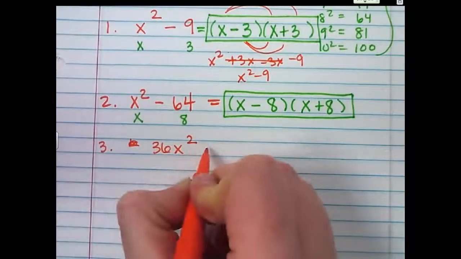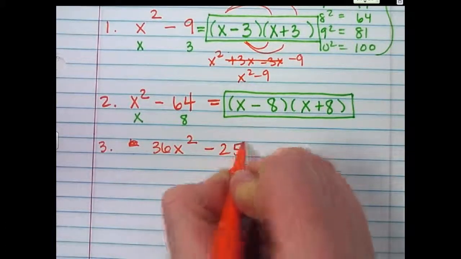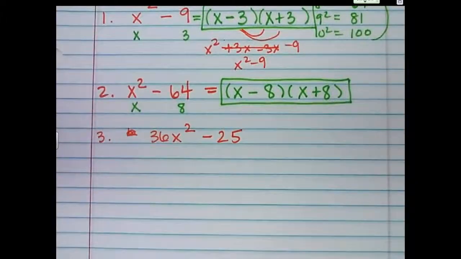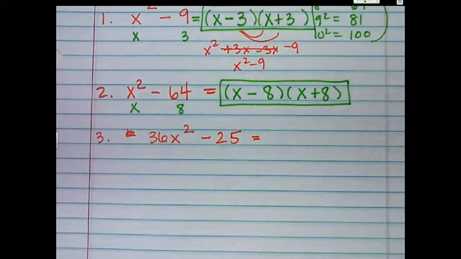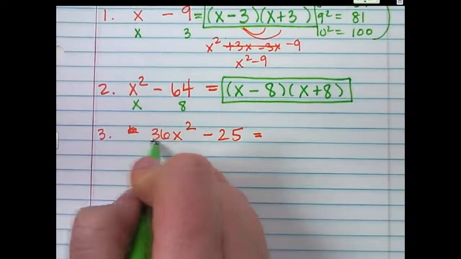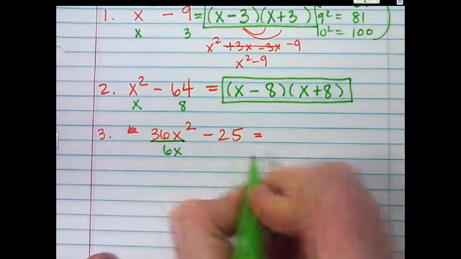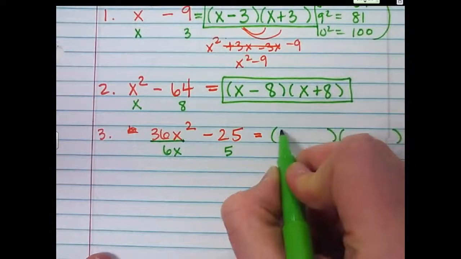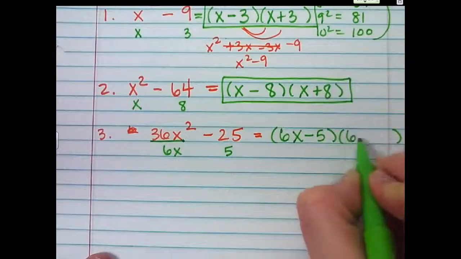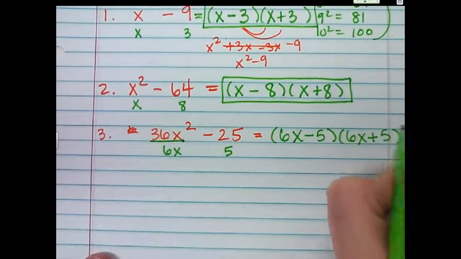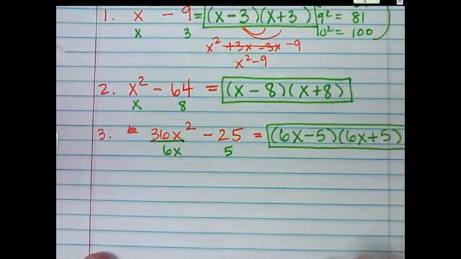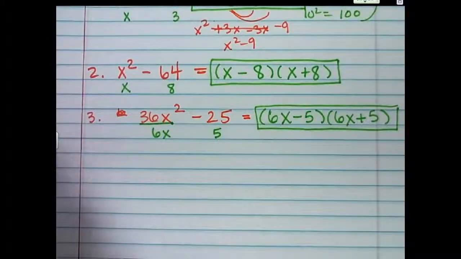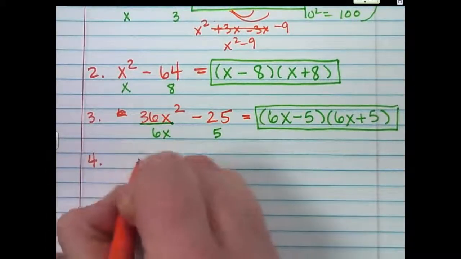Okay, number 3, 36x squared minus 25. So what times what gives me 36x squared? 6x. And to get 25? 5. So 6x minus 5, 6x plus 5. Not terrible, right? Hopefully.